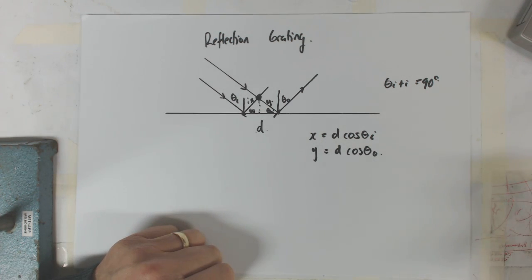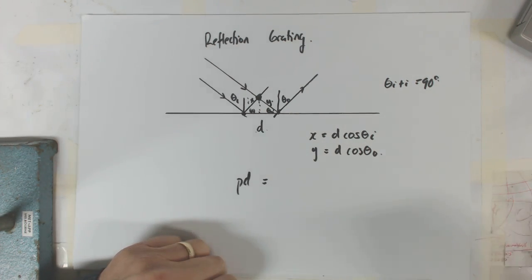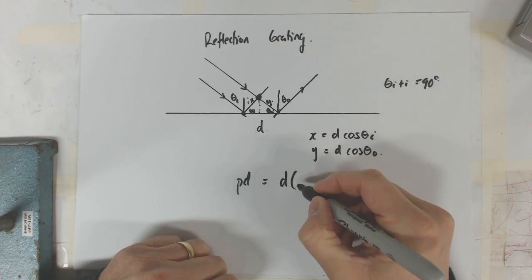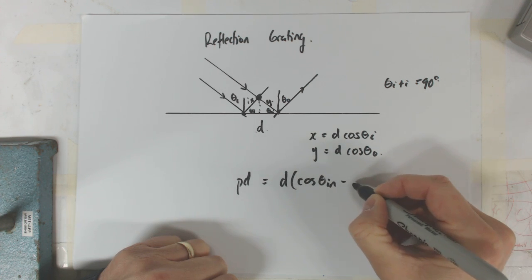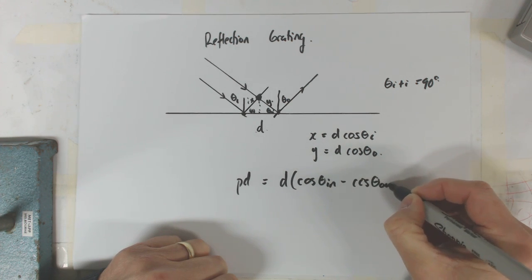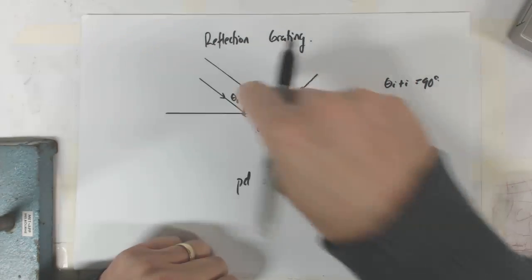Right? So we can actually see that theta in doesn't necessarily equal theta out. This is not the same as what we're used to. We can say that the path difference then is going to be equal to d times the cos of theta in minus cos of theta out. Right? Pretty obvious. We're just subtracting two lengths, y and x.